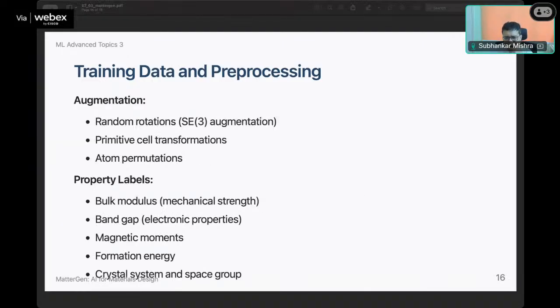Now, augmentation, right? In order to make sure that the equivariance property is being maintained, you have to do some augmentations to make sure the model becomes robust. So random rotations was one, and they also fed properties like bulk modulus and the band gap during training. Basically, this allowed the model to learn the relationship between the structure and the property, right? So you can look at magnetic moments, formation energy, crystal system, and space group. These were the property labels that were also used.